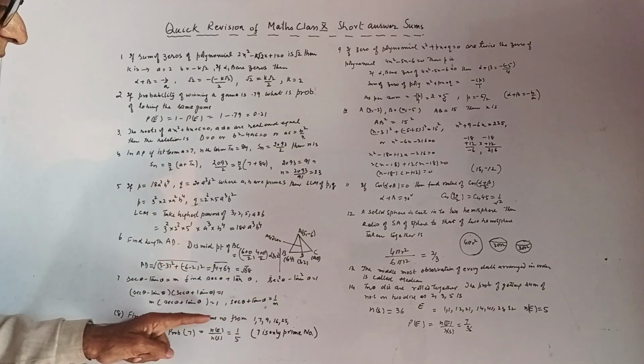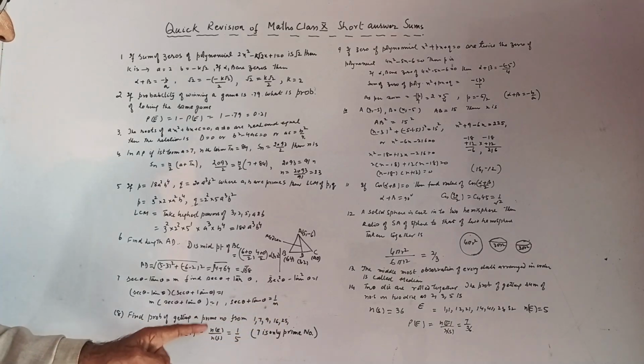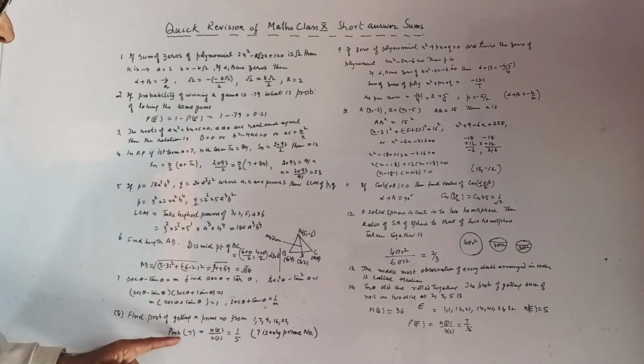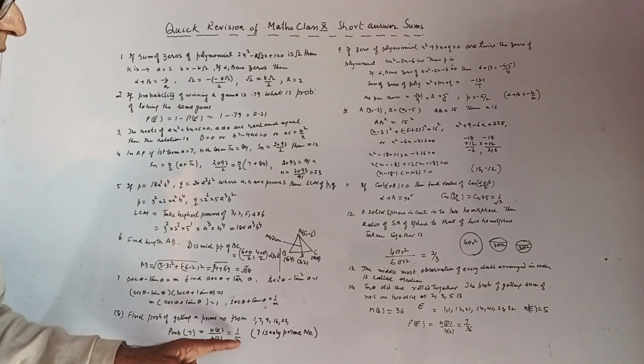Secant theta plus tangent theta is equal to 1 by m. Find the probability of getting a prime number from 1, 7, 9, 16, 25. Here 7 is the only prime number. Probability of getting 7, that is n by ns, that is 1 upon 5.